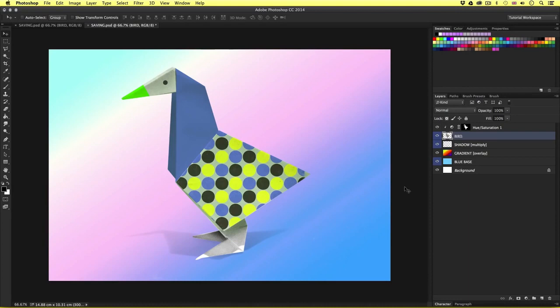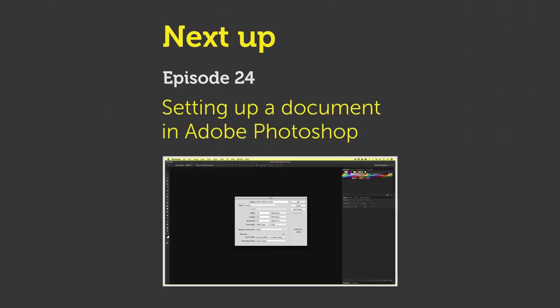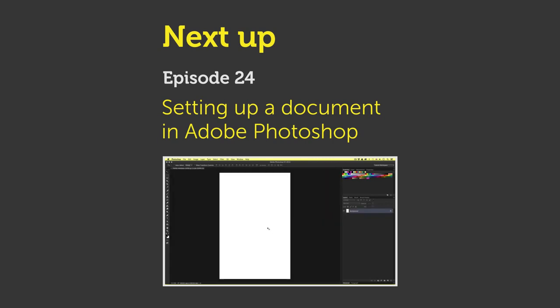So this brings us to the end of the essential practice section of this course. It is now time to take all the skills and knowledge we have learned in the previous videos and apply them to a real project. In the next video, we will be moving into the Create a Project section of the course, where we will be learning how to set up a new document ready for our project. See you in the next video.